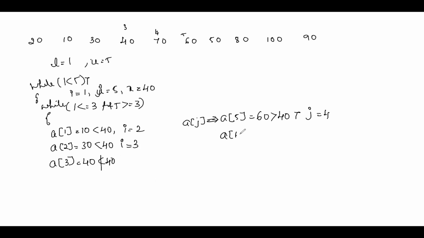A of 4 is nothing but 70. 70 is greater than 40. True. Hence, reduce the j value to 3. A of 3 is nothing but 40. 40 is not greater than 40, hence it is not true, hence we are going to stop.